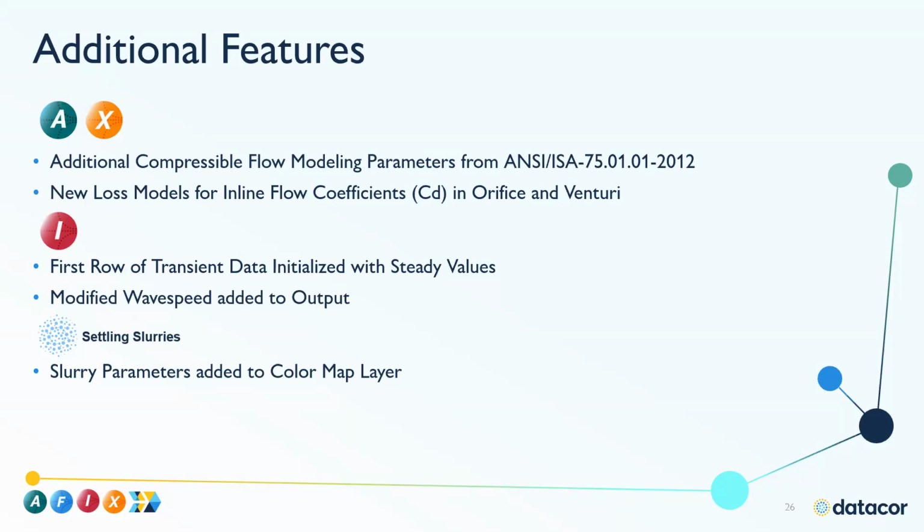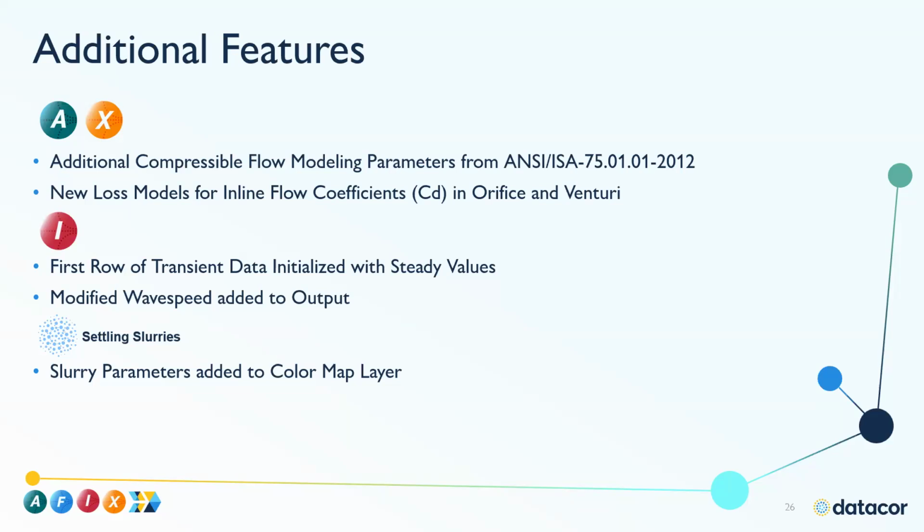Some specific changes for Impulse. The first row of transient data is now initialized with steady values. This is actually available in xStream and the XTS modules as well. But essentially what this means is when you're defining a transient behavior in a pump or in a valve, the steady state has to match the initialization at time 0. Previously, you had to specify this manually, where you had to input that, oh, the CV of a valve at time 0 also matches what I specified in the loss model section. This is now done automatically. So when you specify your information at steady state, this will be automatically filled in at time 0.